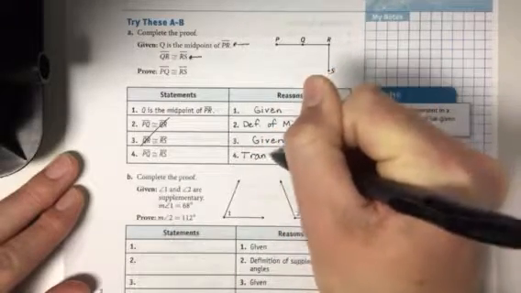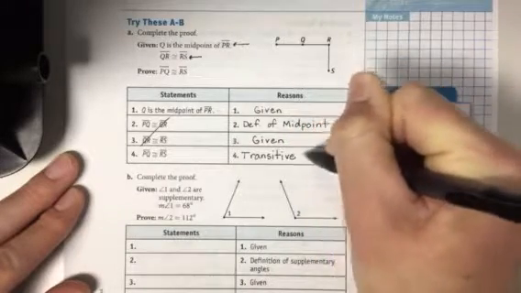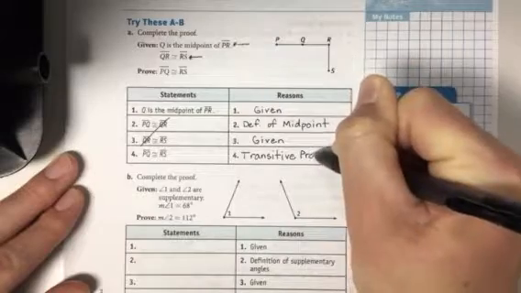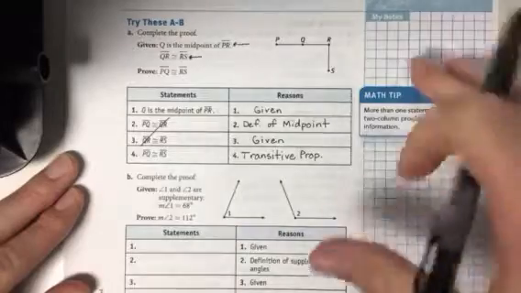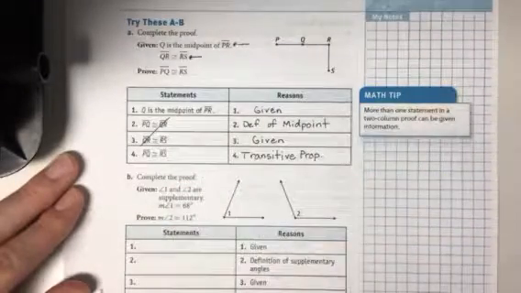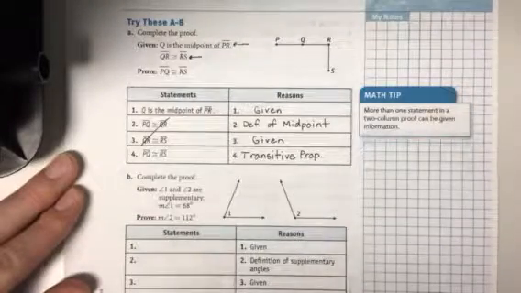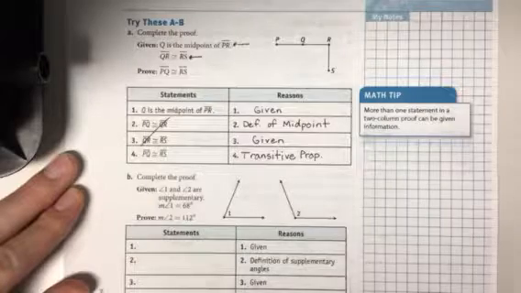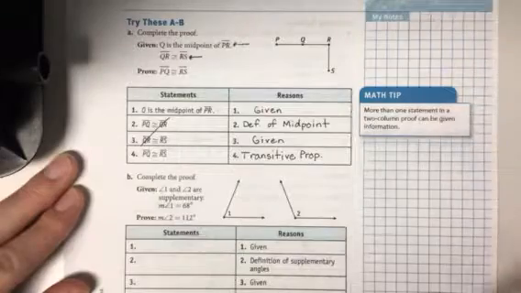So our last reason here would be the transitive property of congruence. Okay, that allows us to kind of jump from the beginning to the end. If PQ is the same as QR and QR is the same as RS, then we can draw that conclusion about PQ and RS, okay? So that would be it, okay? That's an example of a proof that we might do with some segments. Again, they're helping us out a little bit by putting all the statements in.